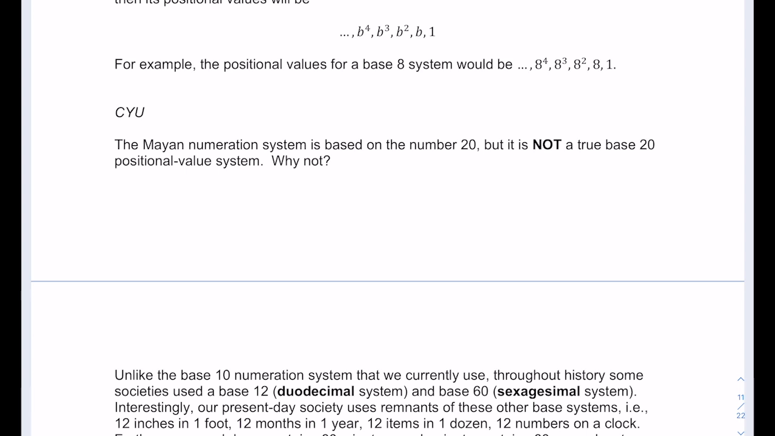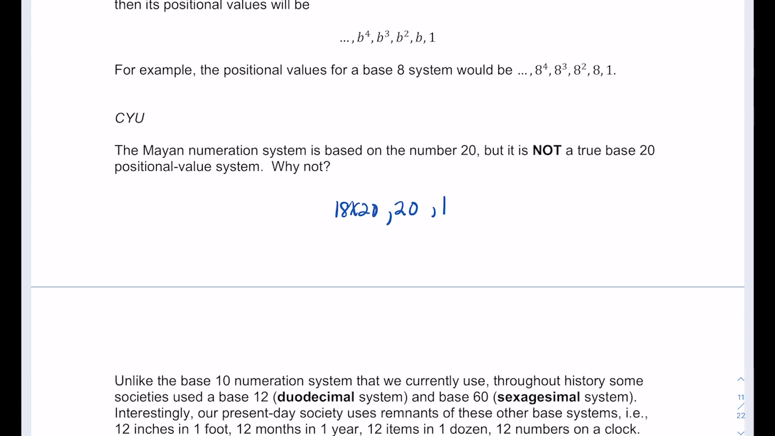So if you'll recall, in the Mayan numeration system, they looked at numbers vertically, but remember that bottom number was multiplied by 1, and then the next number was multiplied by 20, and then the next one was 18 times 20, and then the next one was 18 times 20 squared. So if you look at this pattern here, right, we have this other number that we're multiplying the base by. Whereas in these instances, we're not. It's just the base to the power.